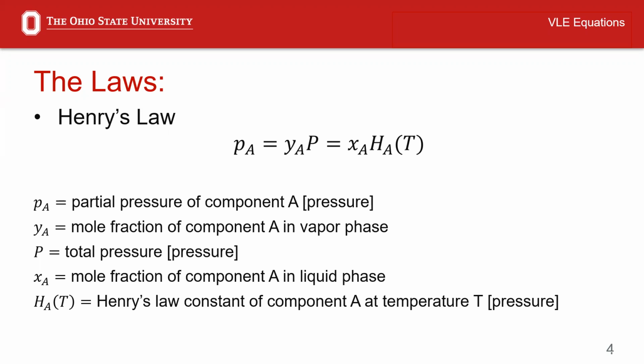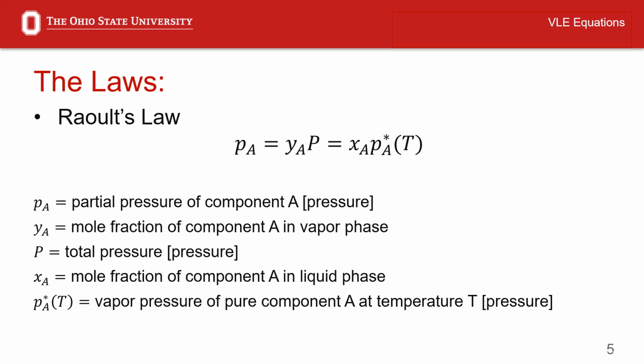Anyways, first we have Henry's law, which states that the partial pressure of component A equals the vapor mole fraction of component A times the total pressure, which in turn equals the liquid mole fraction of A times the Henry's law constant of component A at a specific temperature, denoted T. I've also included brackets here that give which units each variable here will be in.